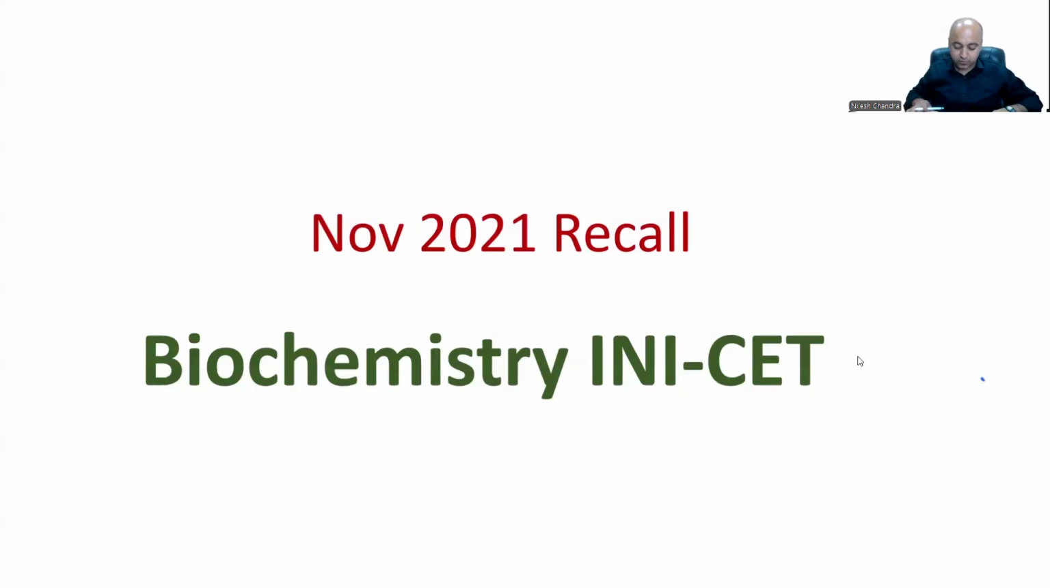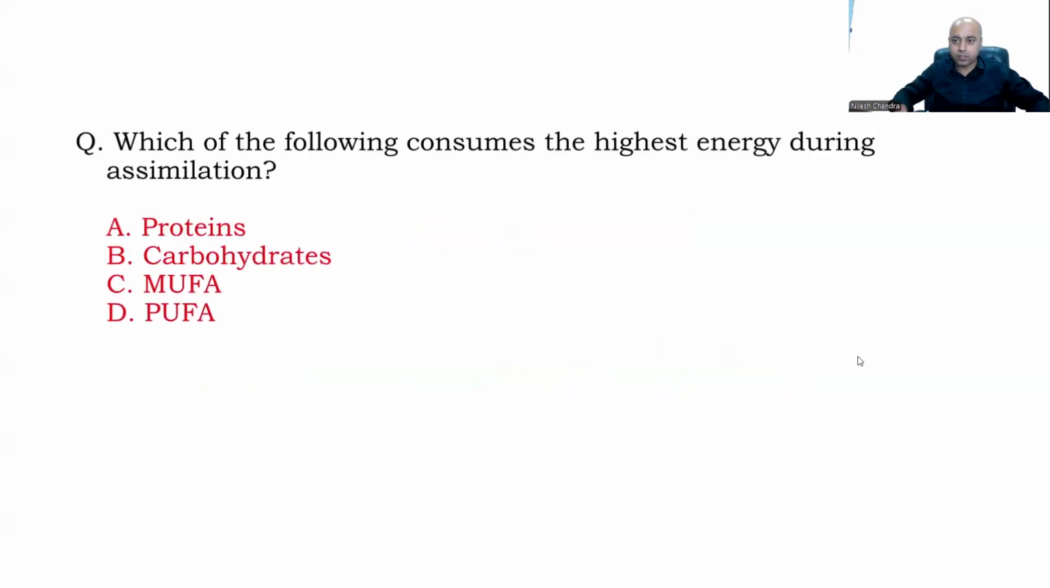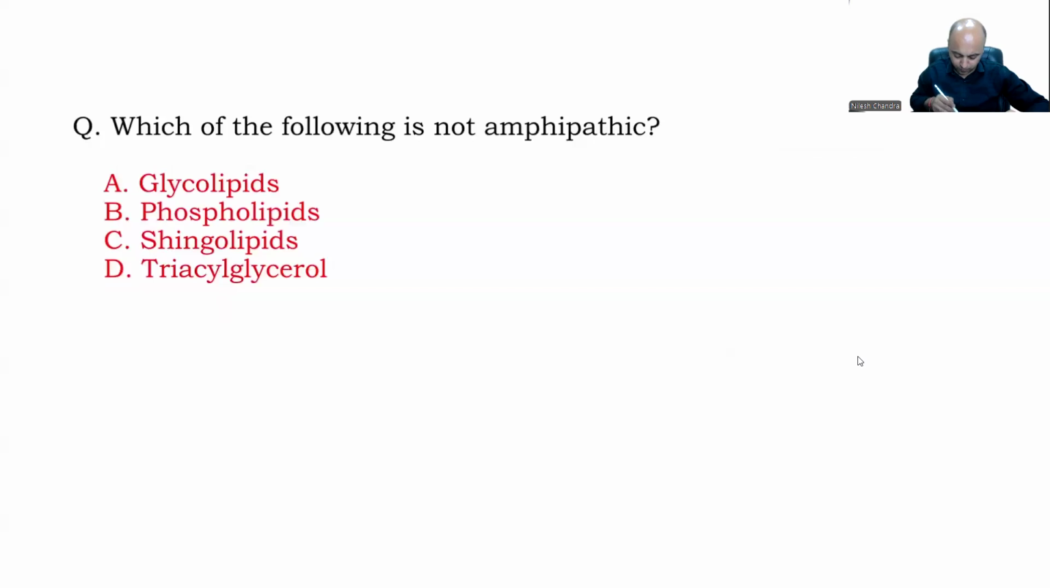Starting with first question, which of the following consumes the highest energy during assimilation? So here your options are proteins, carbohydrates, MUFA, and PUFA. What you have to remember is that the highest energy during assimilation is consumed by the proteins, which is approximately 30%. We'll have a separate video discussing the thermic energy of food, and we will talk about all these aspects in great detail. Calorific value, thermic energy of food, all of that will be discussed in that video.